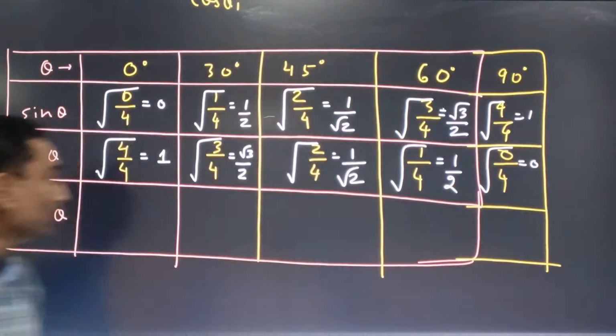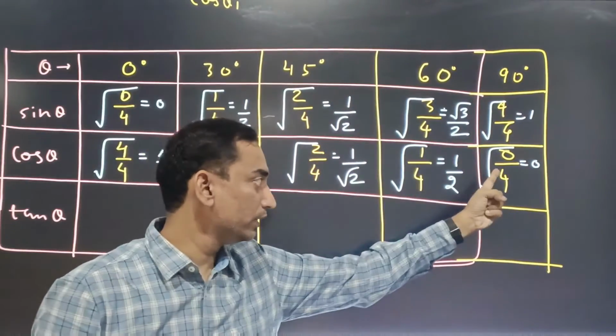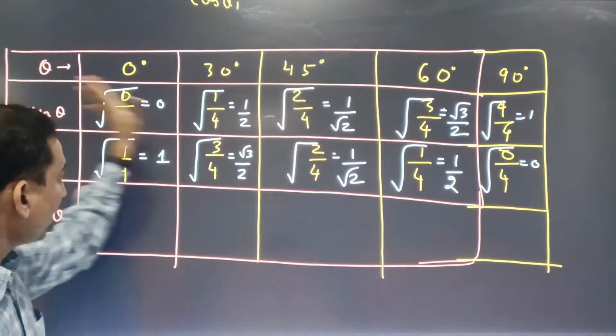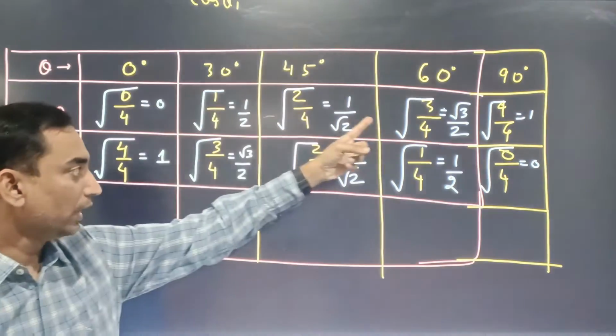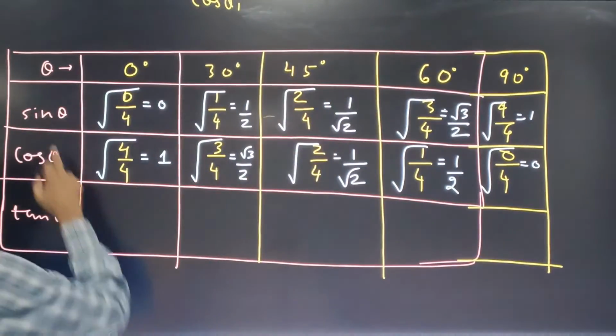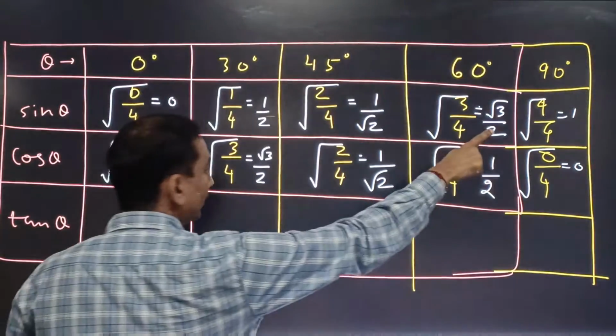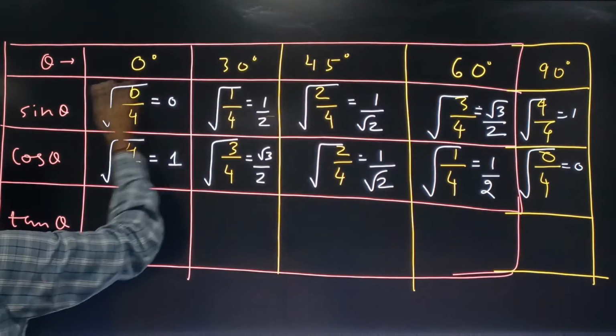So easy, right? First of all, write down 0, 1, 2, 3, 4. Here in the reverse sequence, 4, 3, 2, 1, 0. Divide all numbers by 4, take the roots, and you will get the answer. So for example, sine of 45 is 1 by root 2. Sine of 60 is root 3 by 2. Sine of 90 is 1. Sine of 0 is 0. Sine of 30 is half.